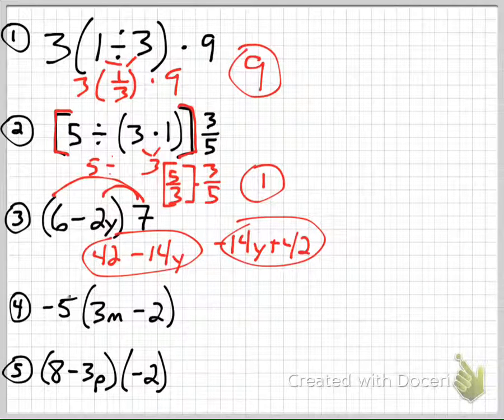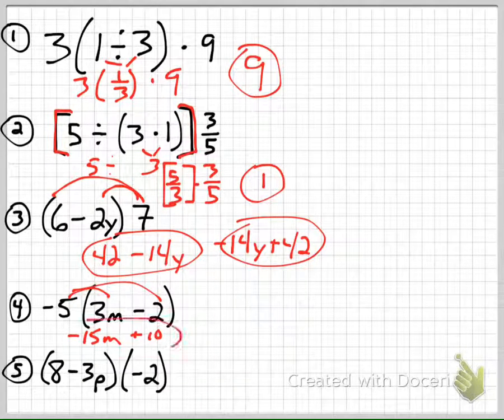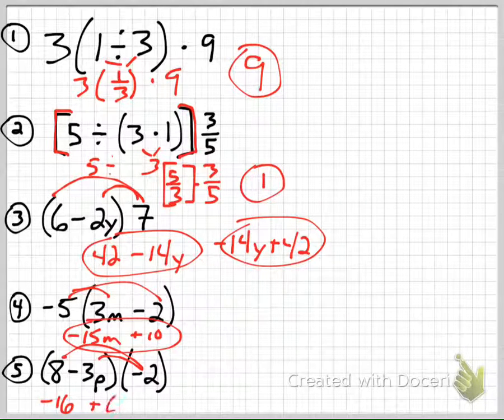Number 4, distributive property. Negative 5 times 3m is negative 15m. Negative 5 times a negative 2 is plus 10. There it is. Number 5. Distributive property again. Distribute. Negative 16 plus 6p, because negative 2 times a negative 3p is a positive. It's out of 5.